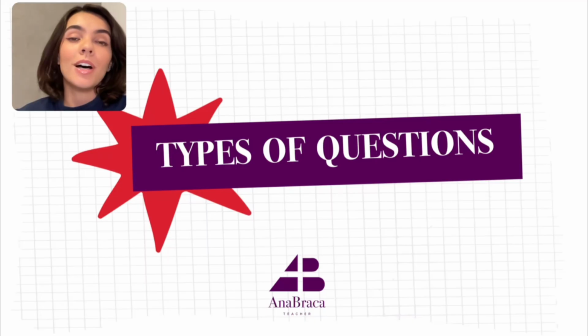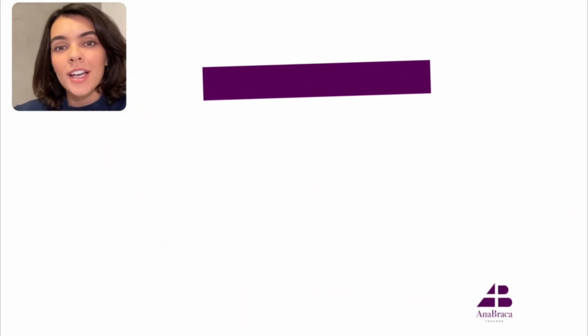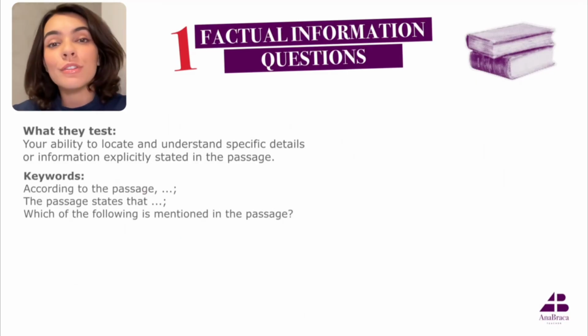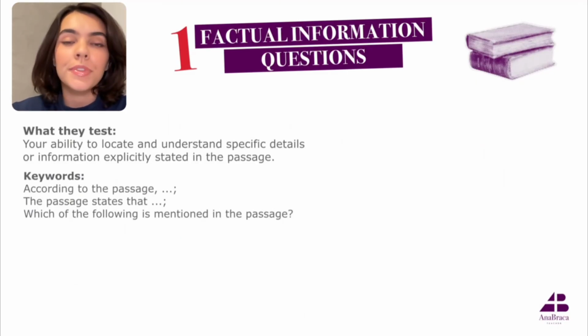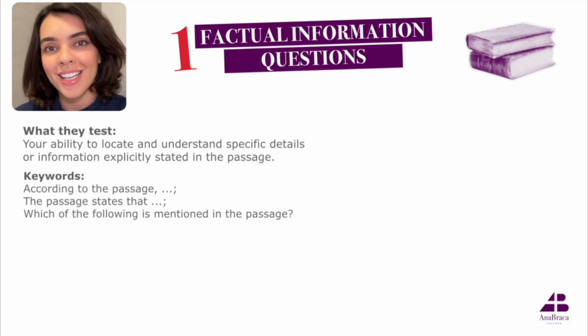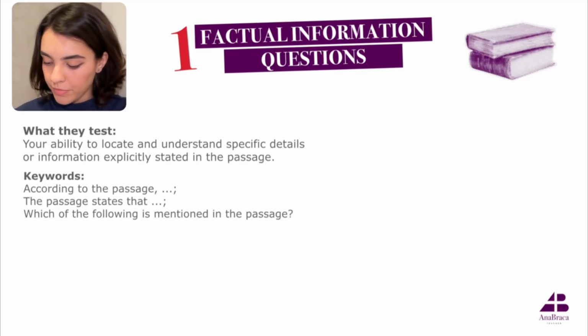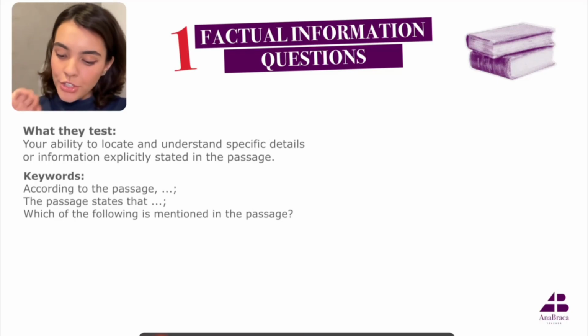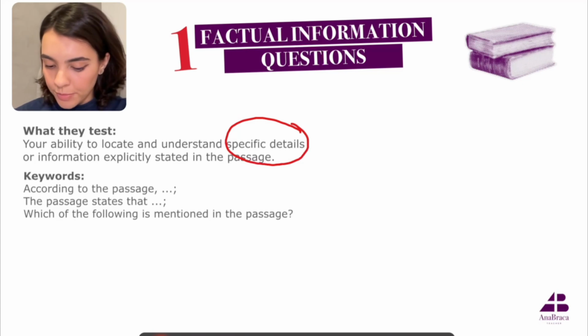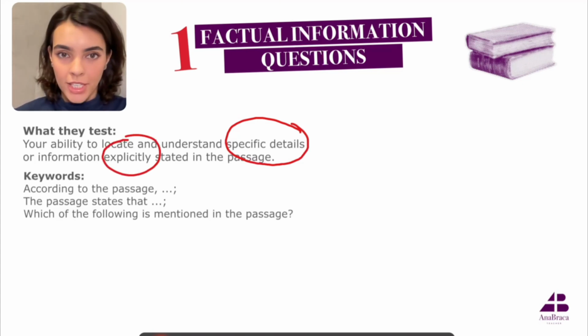Now let's talk about the types of questions for the reading part of the TOEFL. And the first one is the factual information question. This question will test your ability to locate details that are clearly stated in the passage. So let's check it out in detail here. As I mentioned, you have to understand specific details and explicit information in the passage.